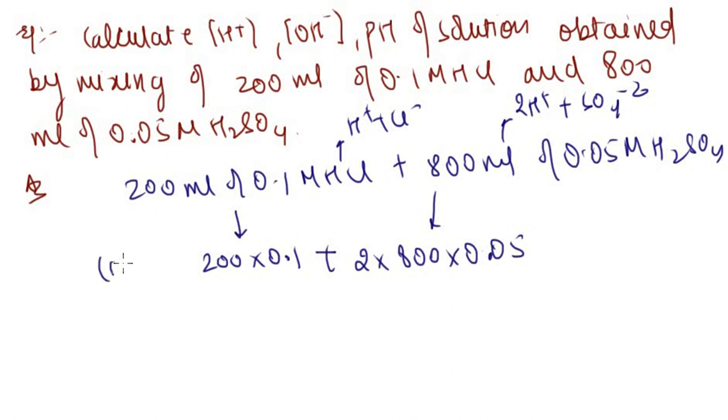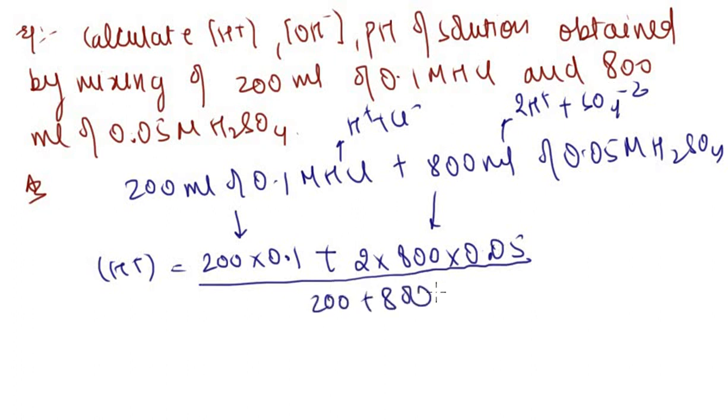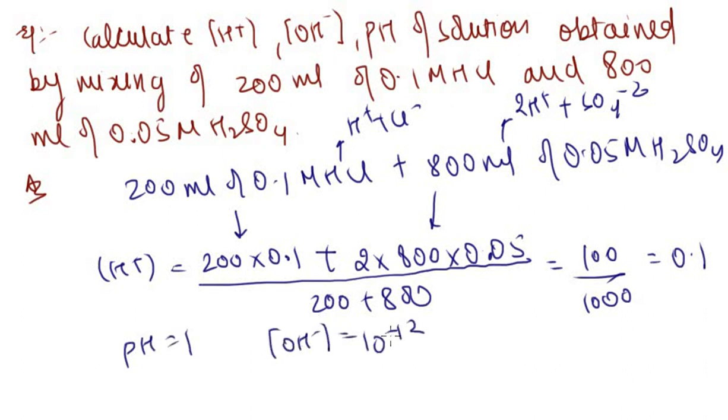We are calculating the concentration of H plus divided by total volume. Now total volume comes out to be 200 plus 800. If you solve all this, we will get 100 by 1000. That will be 0.1. So pH comes out to be 1, and the concentration of OH minus comes out to be 10 to the power minus 13. So that's how you solve a lot of problems when we are mixing strong acids.